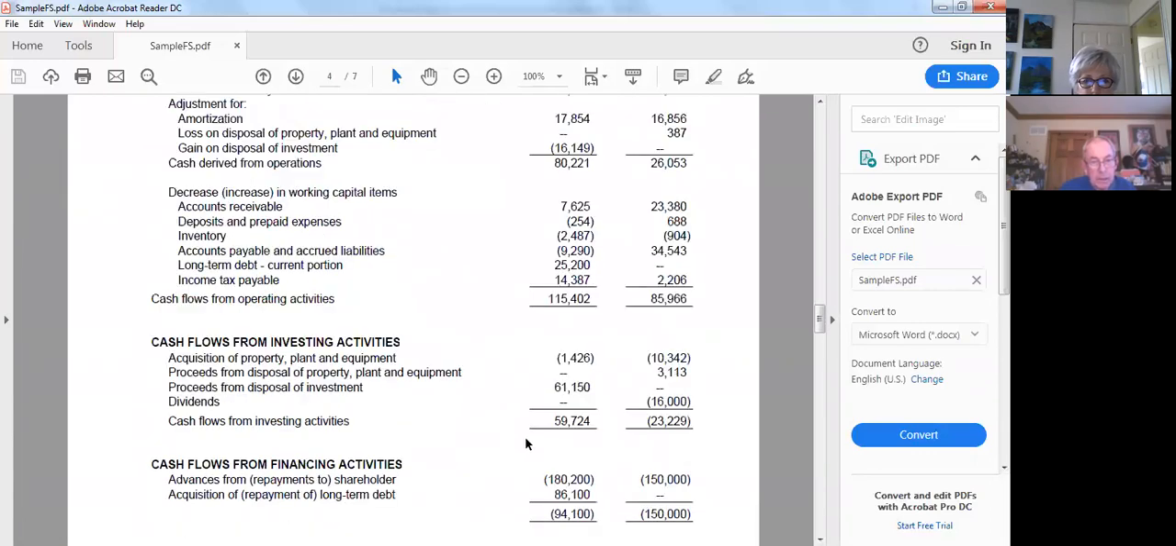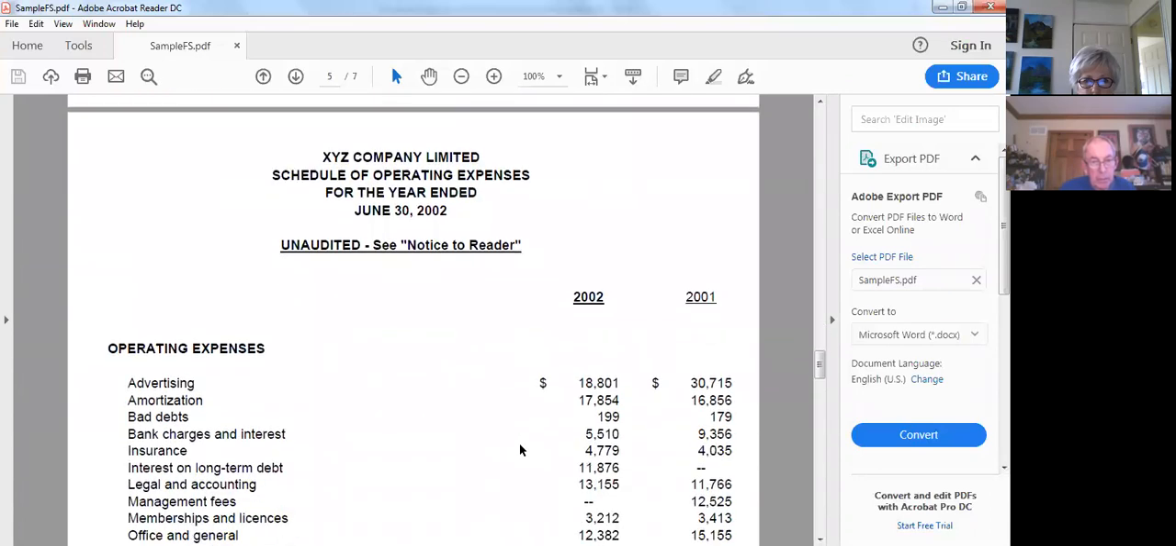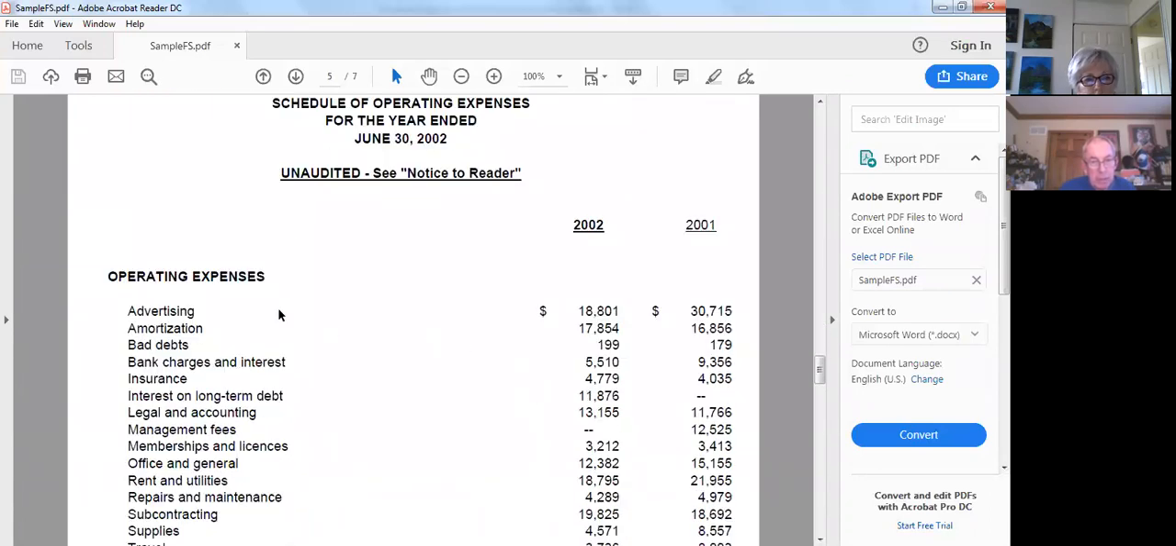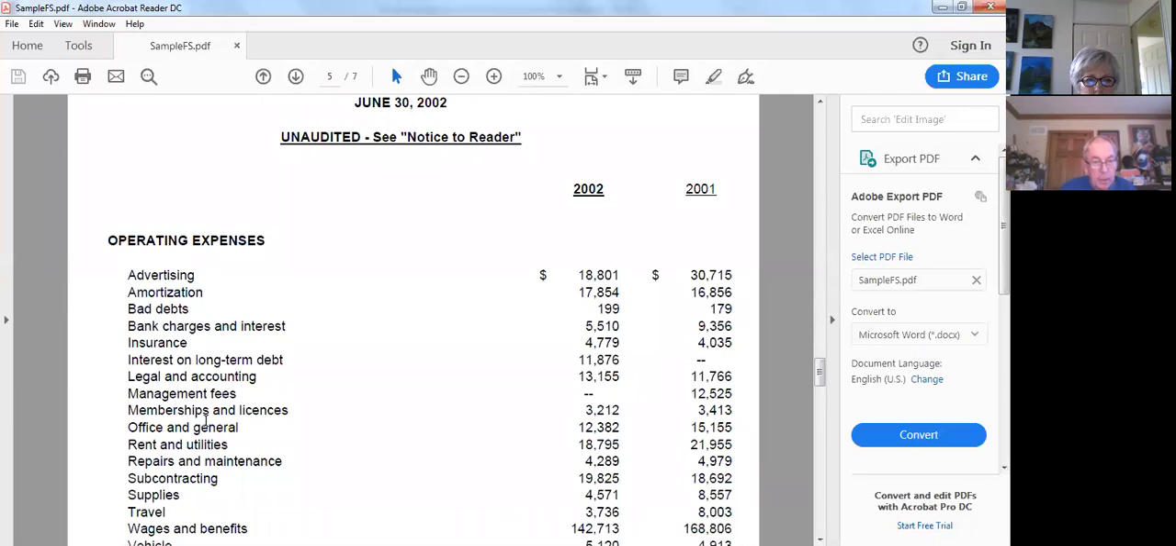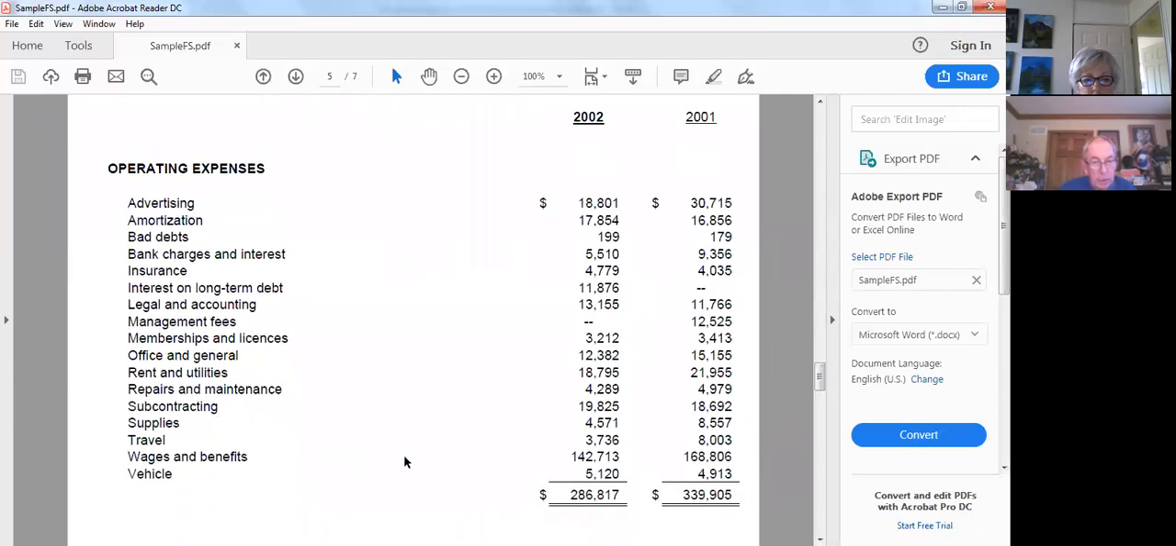Now let's skip the statement of cash flows for the moment and look at the operating expenses. Operating expenses consist of things like advertising, amortization, which is basically the amount of money they're paying off on their loan, bad debts, bank charges, which is the fees you pay the bank, insurance, etc. One of the biggest numbers, and typically you'll find is the biggest numbers, is wages and benefits. That and rent are typically your biggest numbers because typically your manpower is the most expensive thing you've got, and you've got enough people that it's going to be the biggest expense you typically will have.